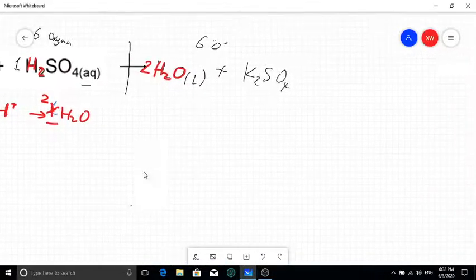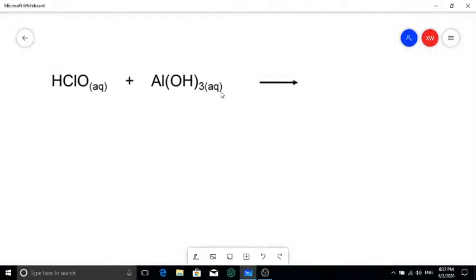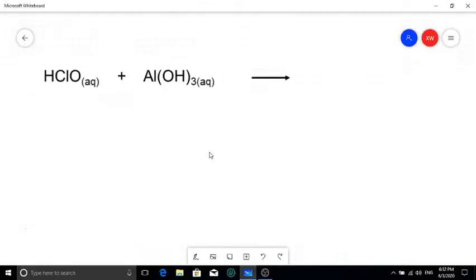All right, let's take a look at another example. Of course, feel free to pause the video here, try it out yourself on the paper, and then play back. First of all, you should ask yourself, do I recognize this as an acid? Can you name it? Do I recognize this as a base? Can I name it? This is called hypochlorous acid.